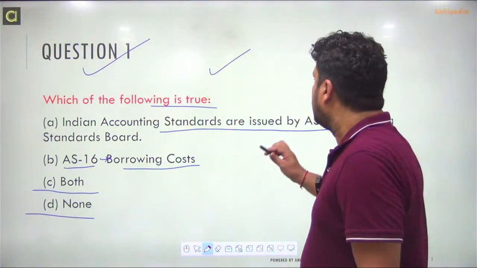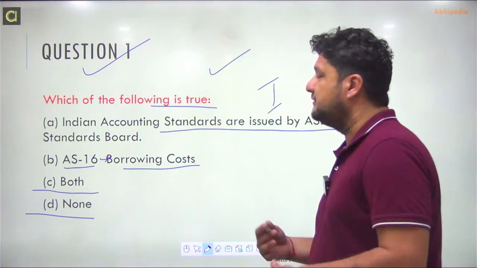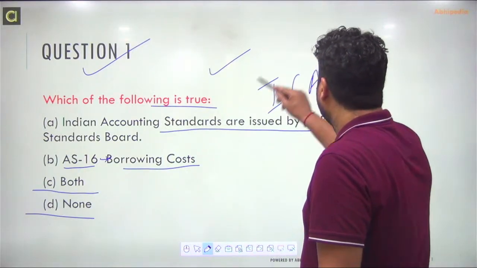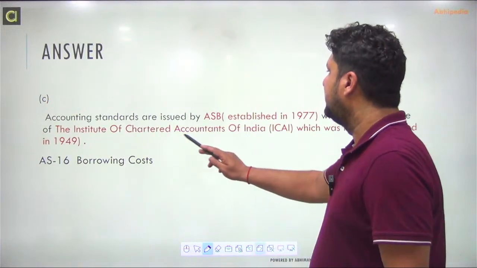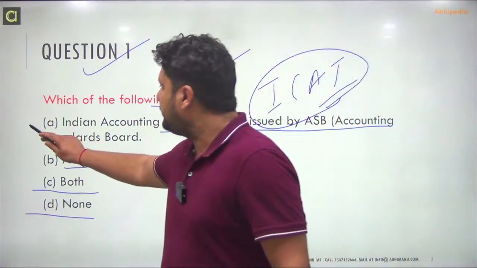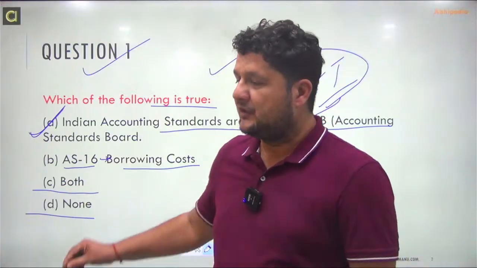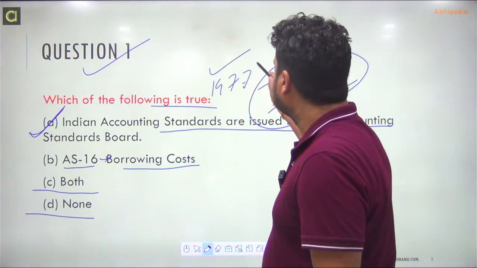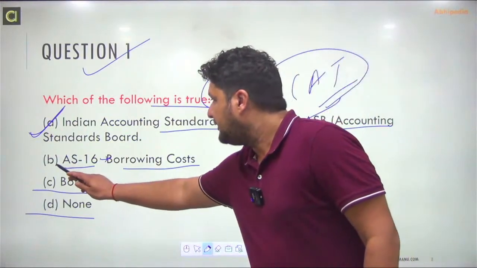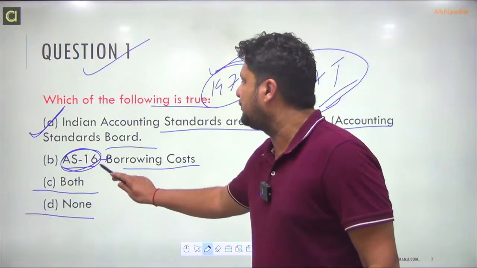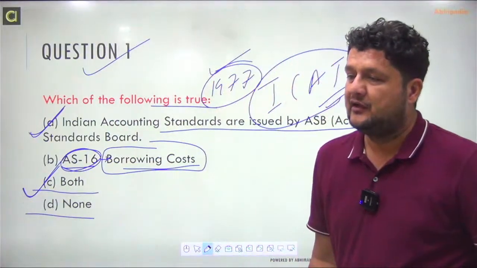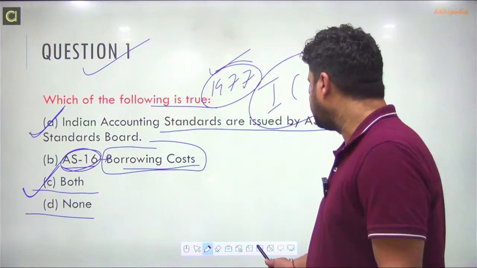This is easy. Remember, whenever we talk about anything regarding accounting, ICAI comes to our mind, the Institute of Chartered Accountants of India. This board was set up by ICAI in 1977 specifically to draft these standards. And accounting standard 16 is related to borrowing cost. So your answer is C in this case.